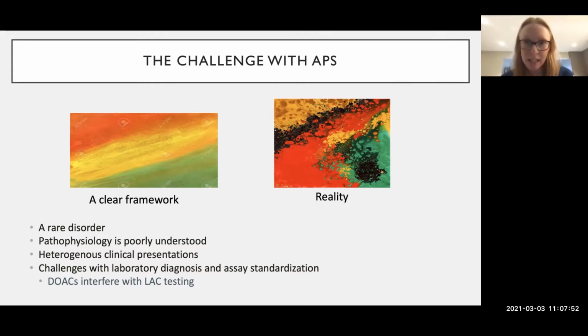in reality, it's a big mess. This is a rare disorder. The pathophysiology is poorly understood, and I'll talk a little bit more about that. Even with the definition, there are heterogeneous clinical presentations. And to top it all off, there are challenges with actually making the laboratory diagnosis and having standardization across assays and across centers, with our newest oral anticoagulants interfering with some of our testing, the lupus anticoagulant testing.